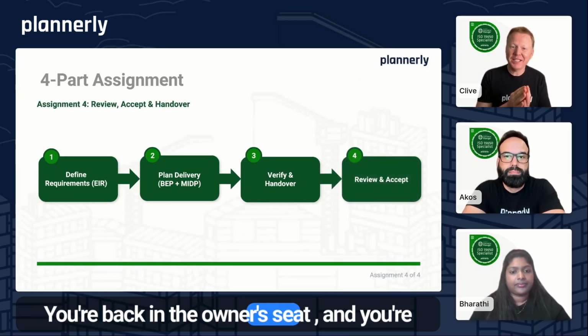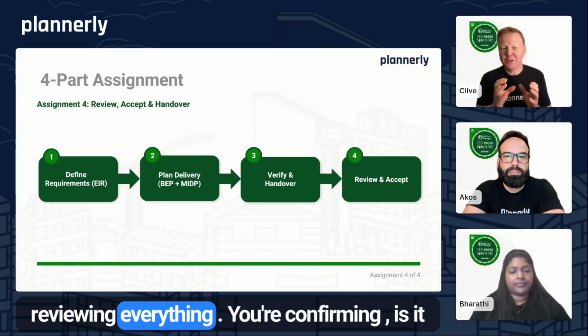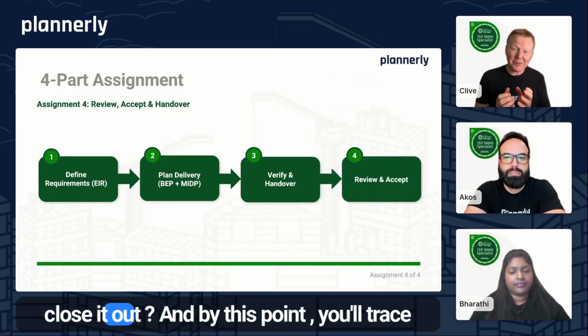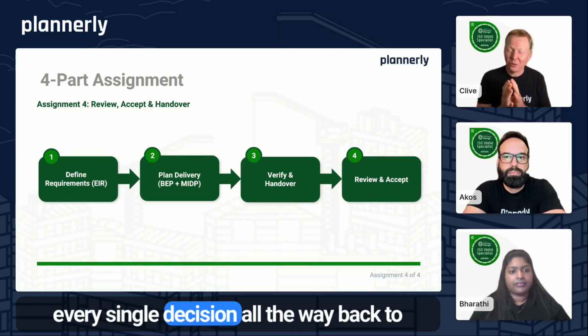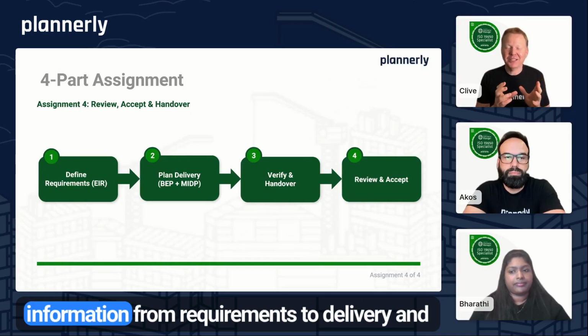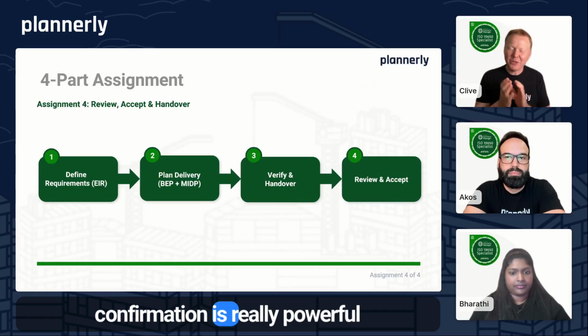You're back in the owner's seat and you're reviewing everything. You're confirming, is it fit for purpose? Can you sign it off? Can you close it out? And by this point, you'll trace every single decision all the way back to where it started. And that thread of information from requirements to delivery and confirmation is really powerful.